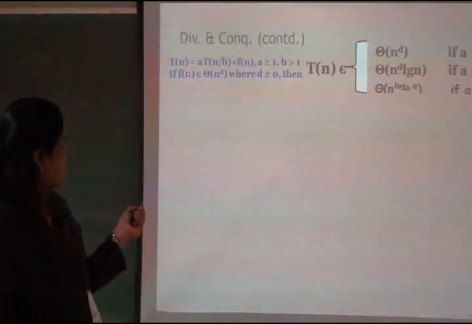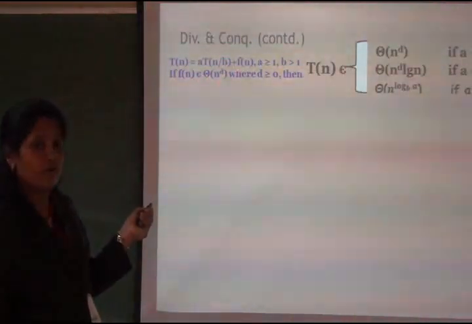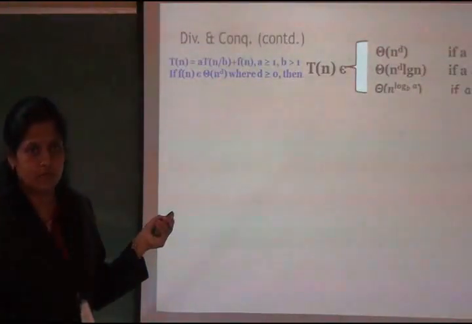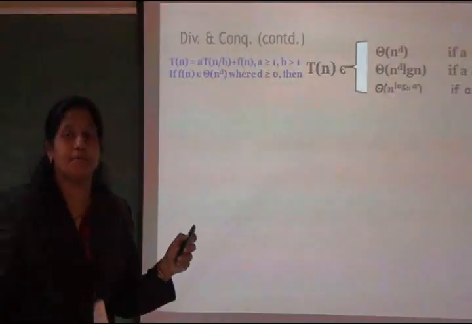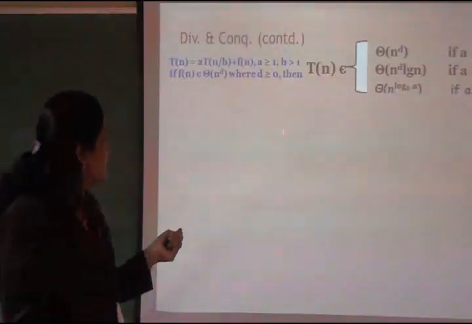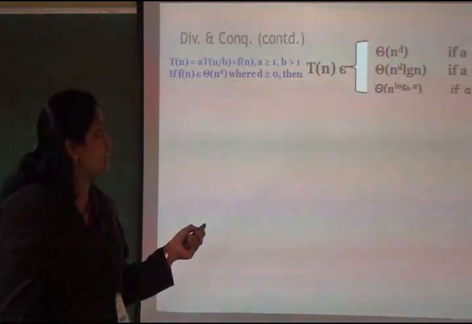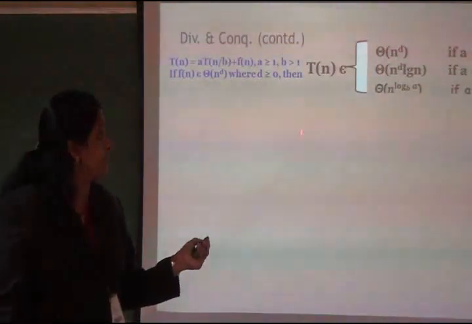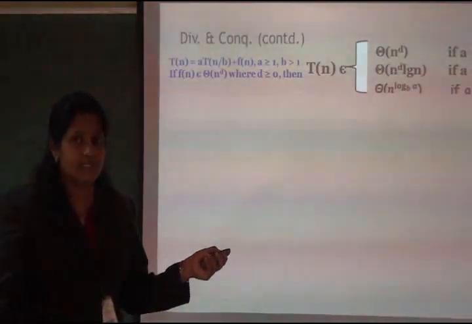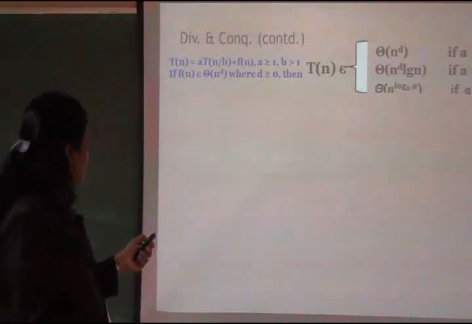And f(n), that is the time for dividing and combining, belongs to theta of n to the d, where d is a constant that is always greater than or equal to 0. You have to keep this formula in mind, so that we can calculate the time complexity for any kind of problem after solving it. T(n) is theta of n to the d if a is less than b to the d. If a is equal to b to the d, it is n to the d log n. If a is greater than b to the d, it is n to the log base b of a.